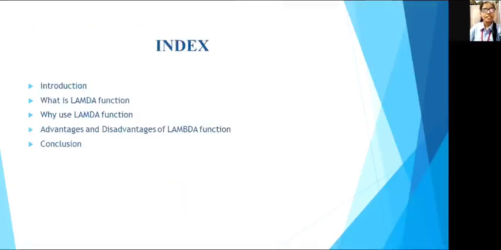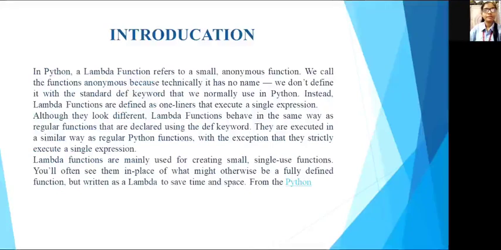Then next, this is the index of our project. I will explain it to you step by step. This is the introduction of our project. In Python, a lambda function refers to a small anonymous function. We call the function anonymous because technically it has no name. We don't define it with the standard def keyword that we normally use in Python.